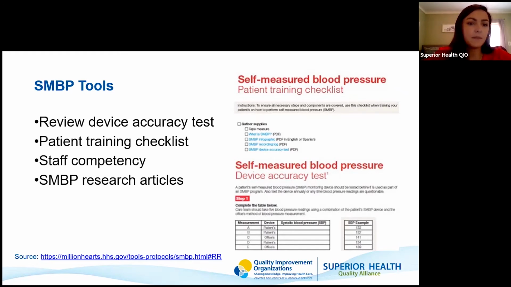And then finally, some SMBP research articles. So if you do have some issues getting some clinician engagement, this is a great way to show them that this is evidence-based and it's supported by research that shows that this is an effective way to help control high blood pressure.